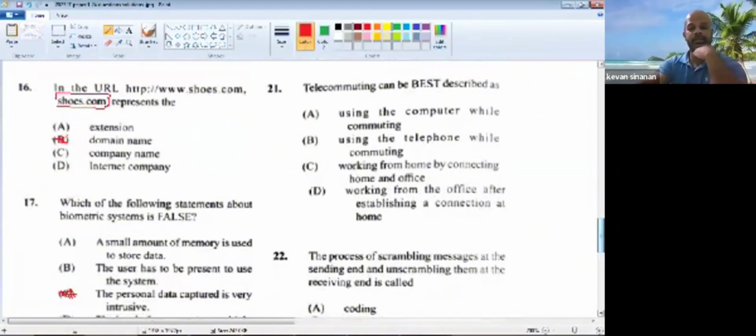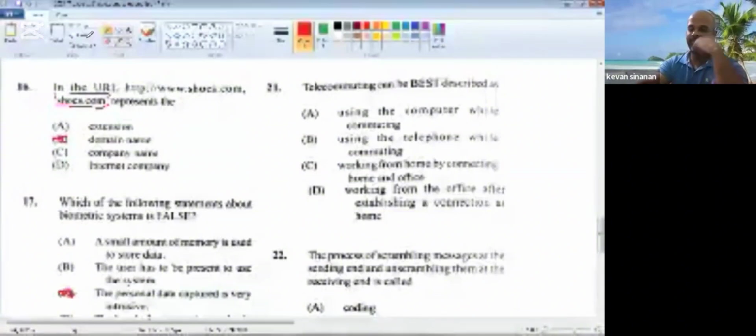Number 21, telecommuting can be best described as: A, using the computer while commuting. That's definitely not it. That is to see if you're paying attention. B, using the telephone while commuting, definitely not. C, working from home by connecting home and office. Possibility. D, working from the office after establishing a connection at home. So the answer would be C, working from home by connecting home and office.